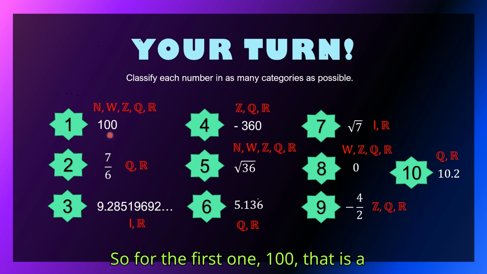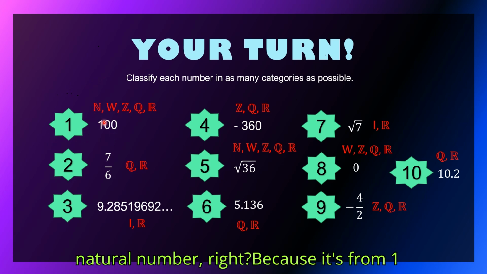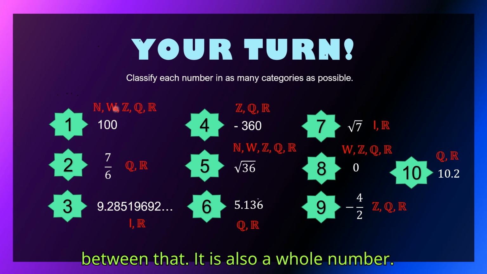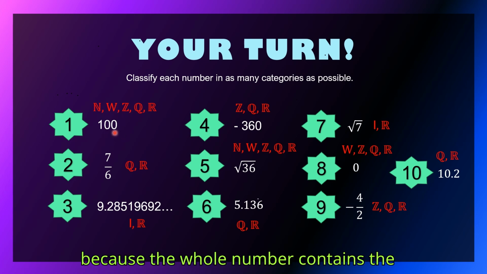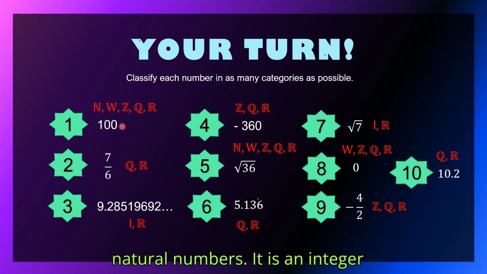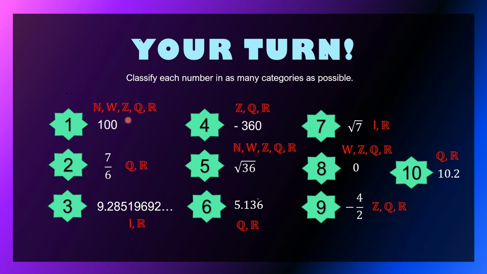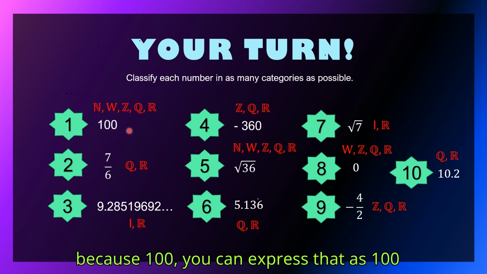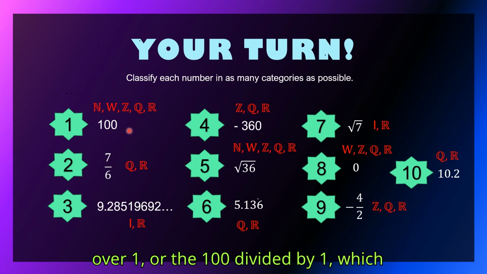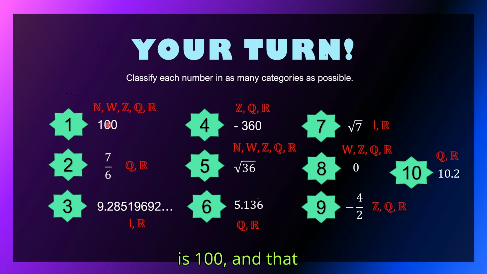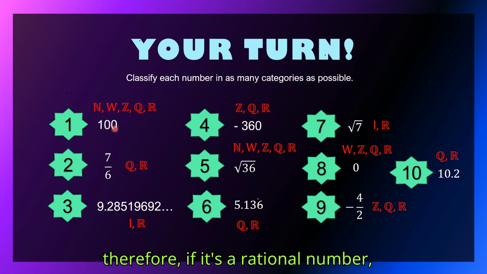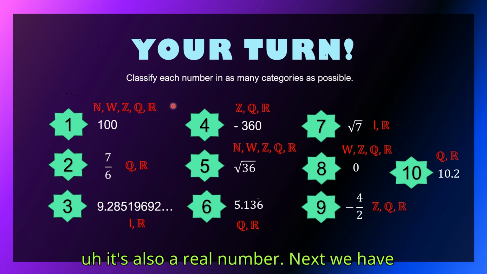So for the first one, 100, that is a natural number, right? Because it's from 1 to infinity, right? So 100 is in between that. It is also a whole number, because the whole number contains the natural numbers. It is an integer as well. The integer contains the whole numbers and the natural numbers. It is also a rational number, because 100, you can express that as 100 over 1, or 100 divided by 1, which is 100, and that is contained in the rational number. And therefore, if it's a rational number, it's also a real number.